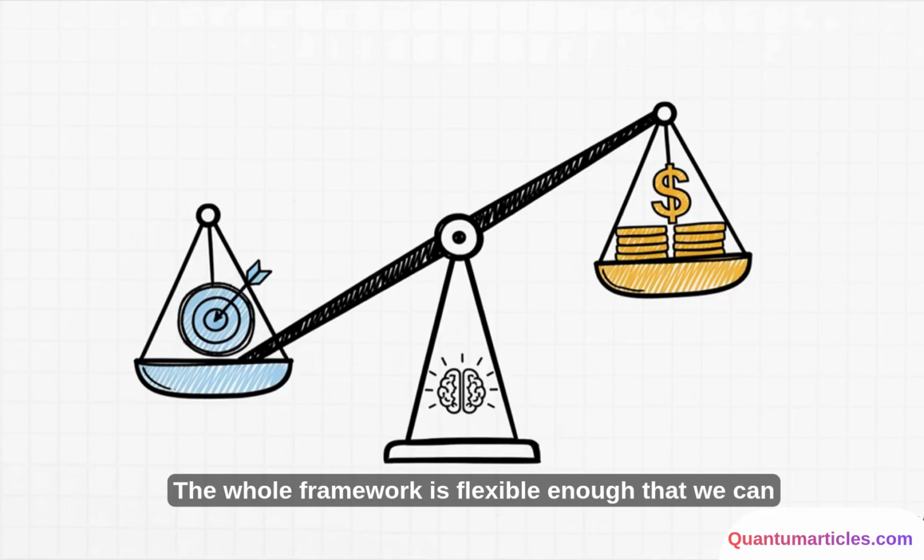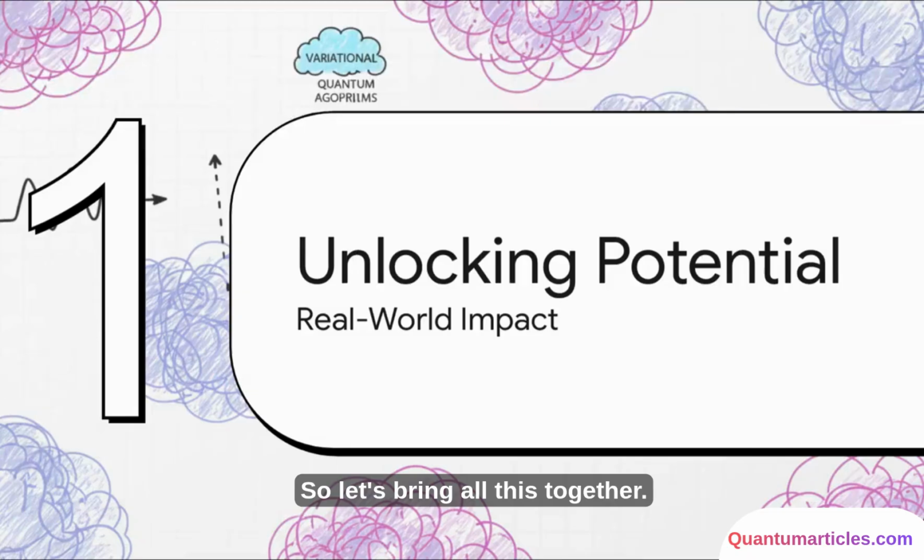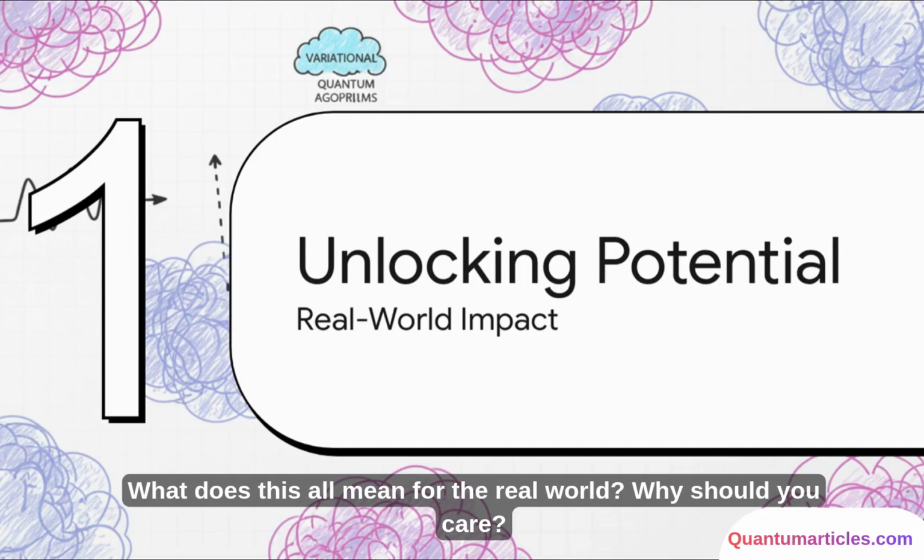The whole framework is flexible enough that we can adapt it to use these new error correction techniques. The VQA can literally learn to balance the need for more accuracy against the high cost of using these error-corrected operations. In other words, the VQA itself is becoming resource-aware. It's adapting to the very hardware it's running on. So let's bring all this together. We started with a noisy problem, we found a clever hybrid solution, we tackled its biggest challenges, and we saw how it can evolve. What does this all mean for the real world?